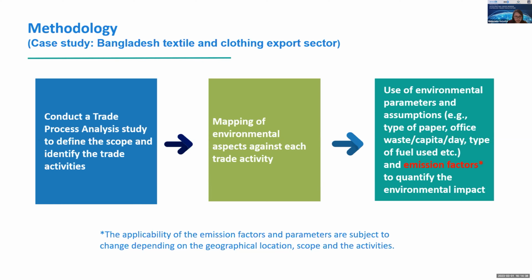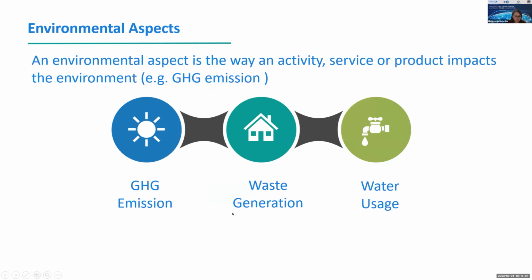And also, we identified the right environmental parameters, set the assumptions, and most importantly, used the most appropriate emission factor, which you can see marked red. Because emission factor is really very critical. It changes with geographical location, scope, and the activities. So it's critical to choose the most relevant one for doing the calculation of the environmental impact. So moving on to the next slide, the main environmental aspects that are linked with trade procedures are greenhouse gas emission, waste generation, and water usage.